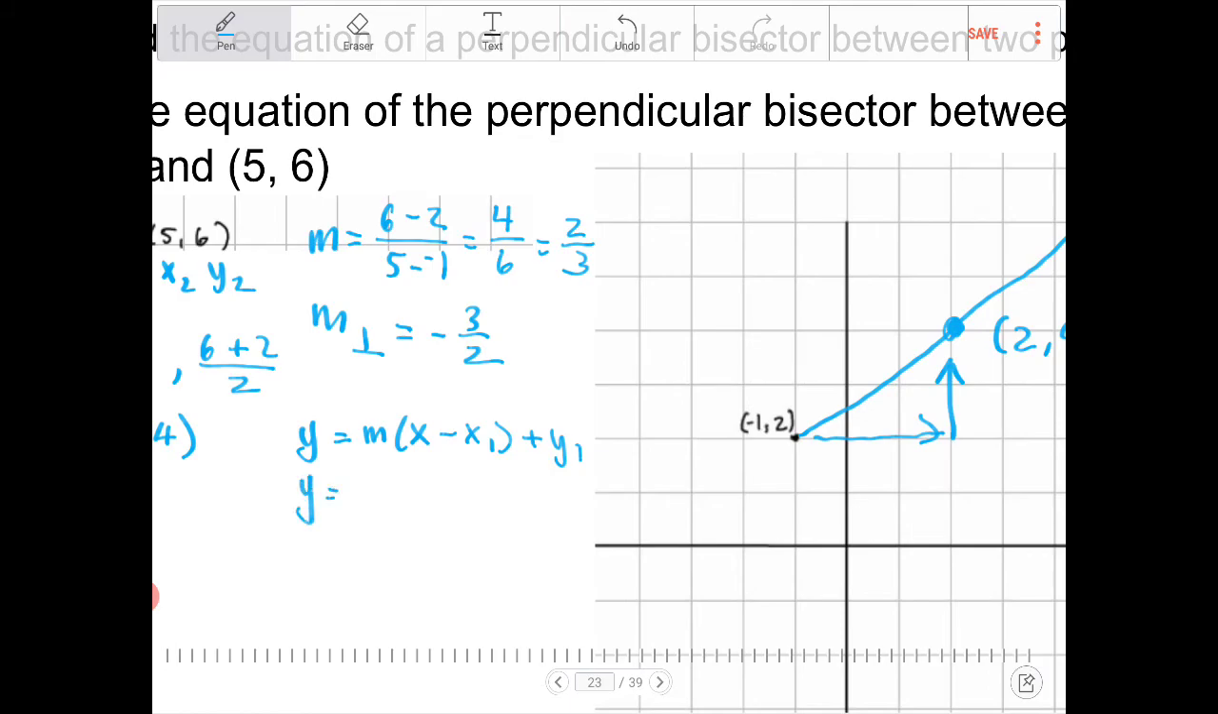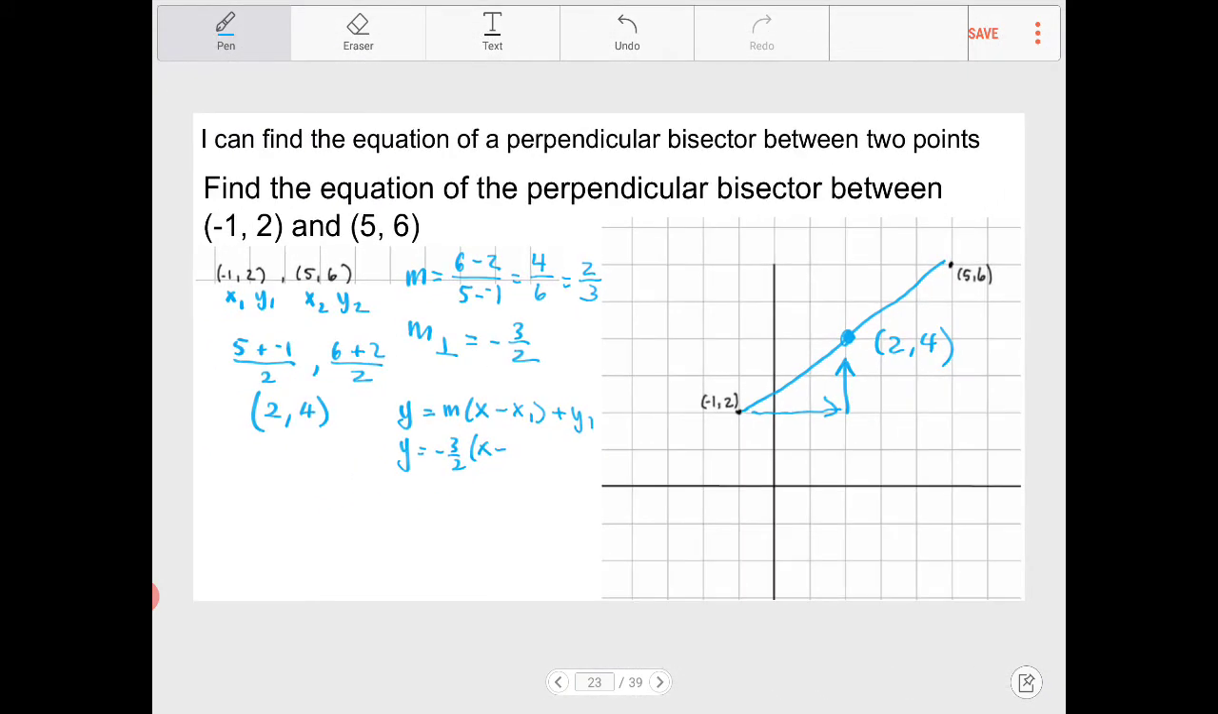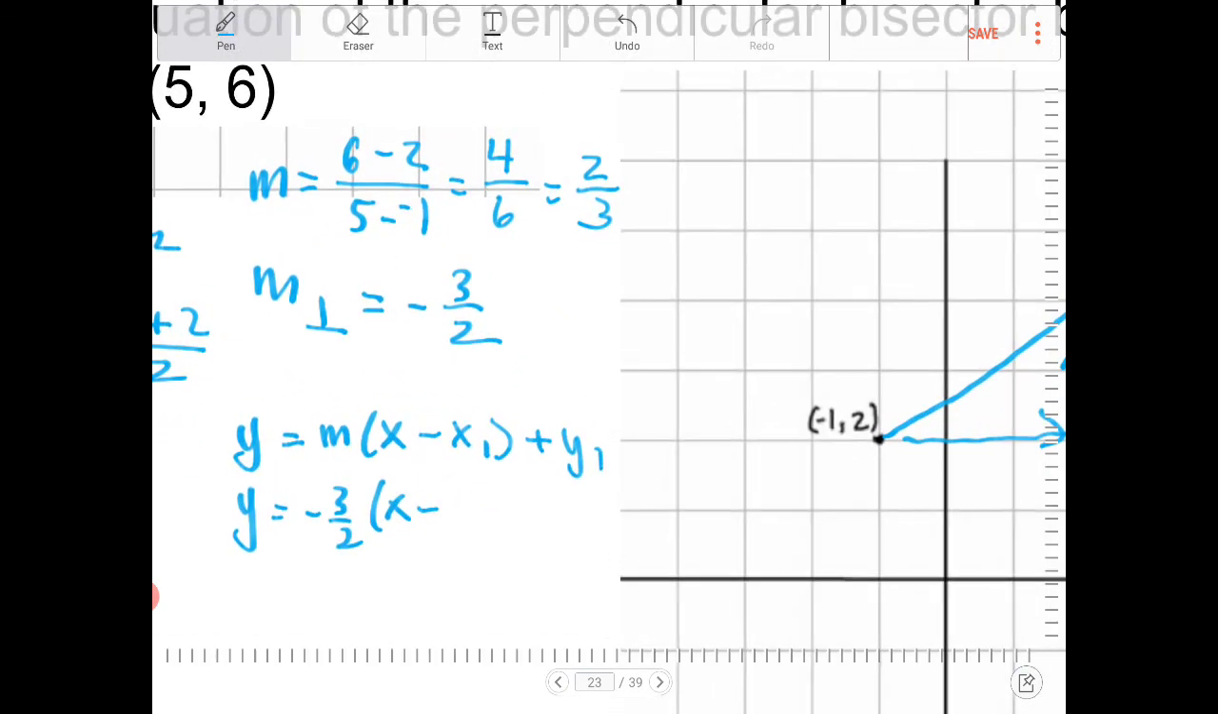So the equation of the perpendicular bisector is y equals -3/2 times (x minus, now what are we going to substitute in for x1 and y1? Of course it's got to be the midpoint, because the perpendicular bisector has to pass through the midpoint. So it's going to be x minus 2) plus 4.